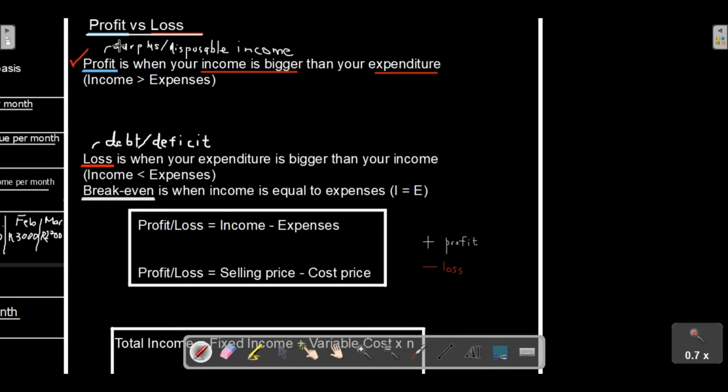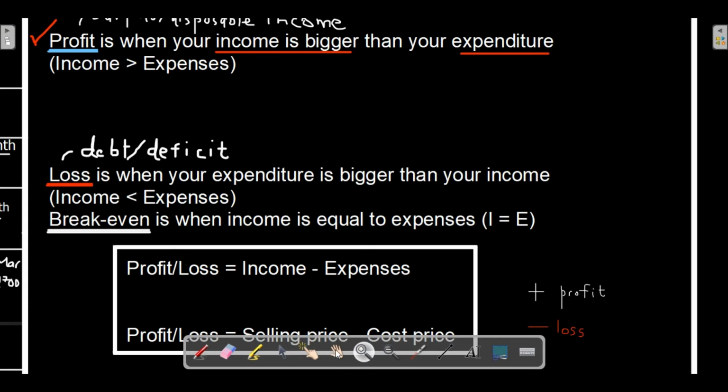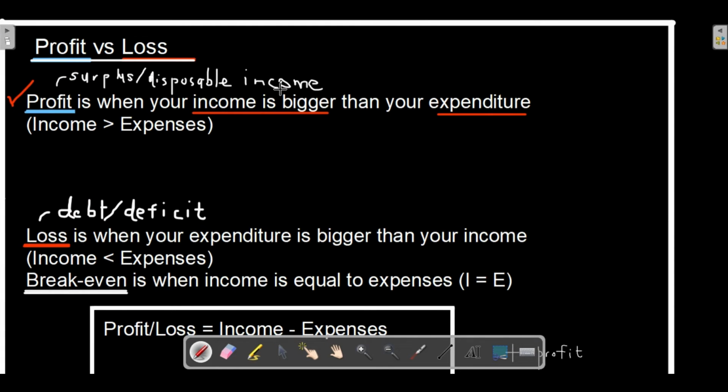We also call it the surplus or disposable income. On a personal level, we call it disposable income. So disposable income is simply the amount of money left after you have subtracted all of your living expenses.